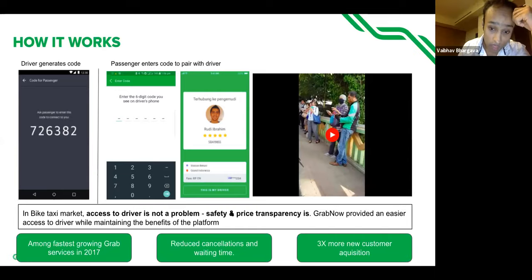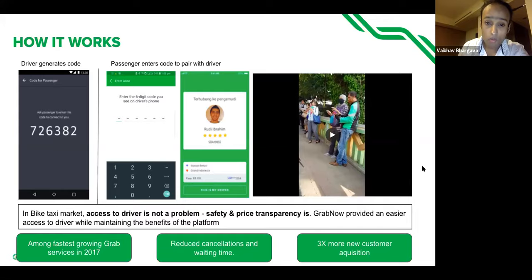So just to summarize that, in the bike taxi market, access to drivers was not a problem, but safety and price transparency were. And that's what GrabNow provided to the market. When we launched in 2017, it was among the fastest growing services in Grab. It reduced cancellations and waiting time and led to a lot of new customer acquisitions, because there are people who might be waiting for the competitor. But if you have a driver right next to you who says, hey, I'll take you at a fixed fare, which you can see on your app, it helps.